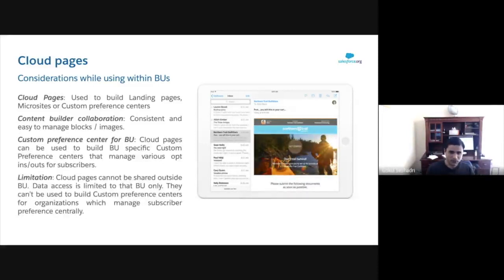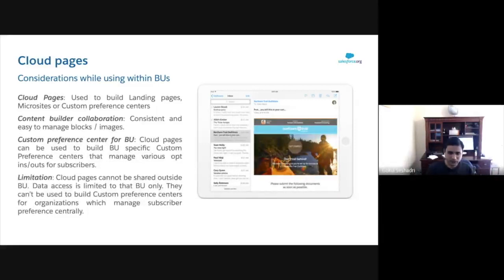And cloud pages via AmpScript also helps you to maintain or link up your data in CRM. For example, if you want to store some of your preferences in CRM rather than Marketing Cloud, cloud pages would allow you to do that via what is known as AMP scripting.